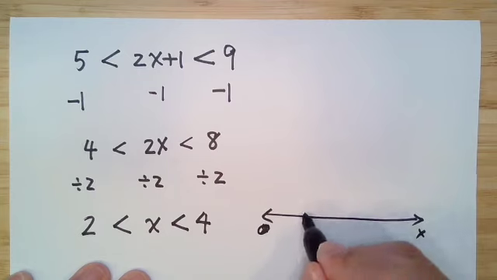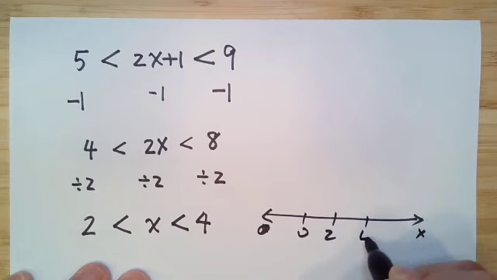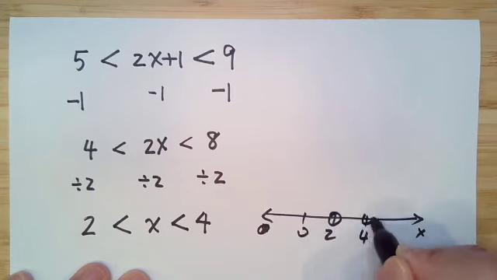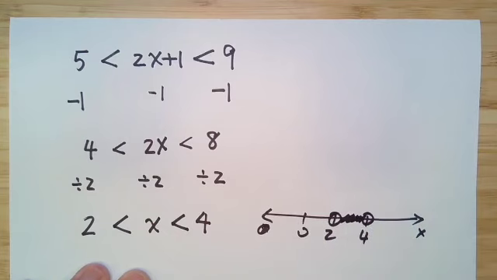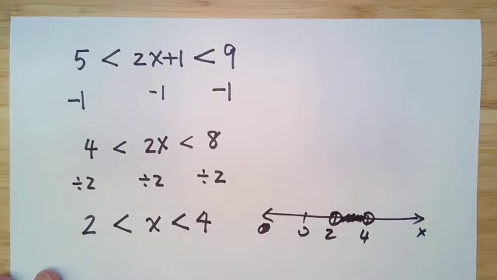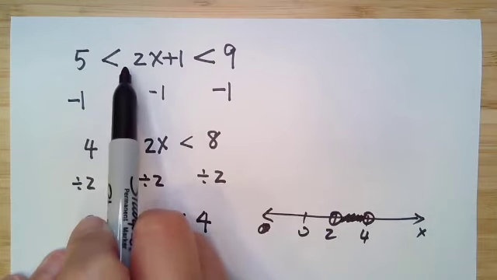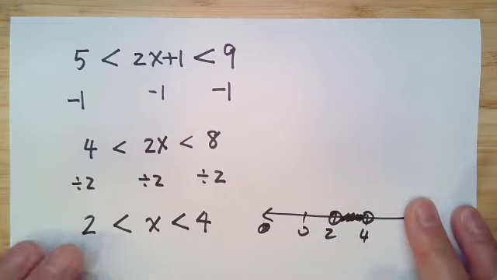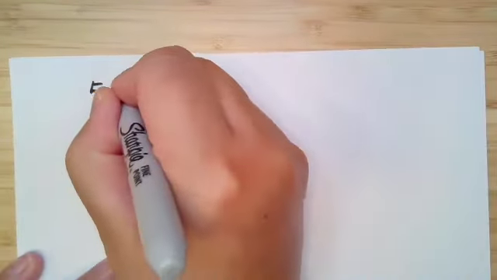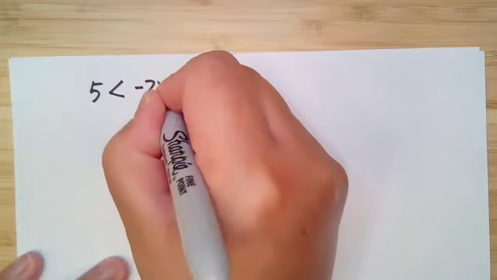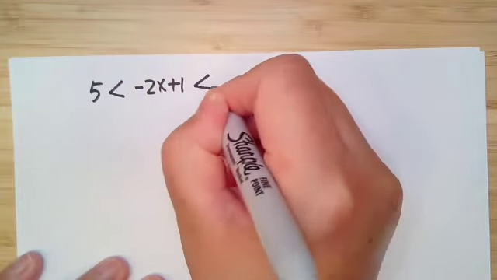Here's a 0, here's 2, here's a 4, and that's a circle in between. So this is how to solve the compound inequality. Let me ask you a quick question. What happens if you have a negative 2 here? Let me just change it. What do you have? 5 is less than negative 2x plus 1 less than 9.